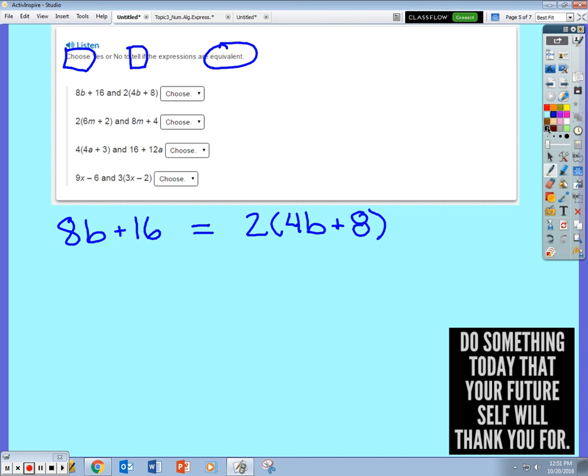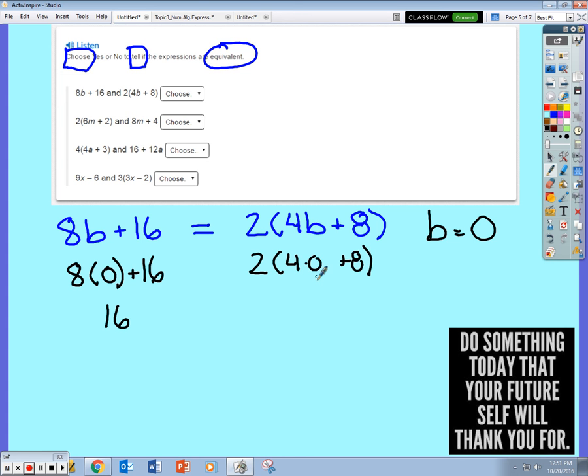I'm just going to assign random numbers for b. I'm going to say b is equal to 0. That's always an easy one to do. Well, if b equals 0, I substitute in. So this becomes 8 times 0 plus 16. Well, 8 times 0 is 0. 0 plus 16 is 16. If we substitute in a 0 here, we have 2 times 4 times 0 plus 8. Well, 4 times 0 is 0. 8 plus 0 is 8. 2 times 8 is 16. Hey, those would be equal.